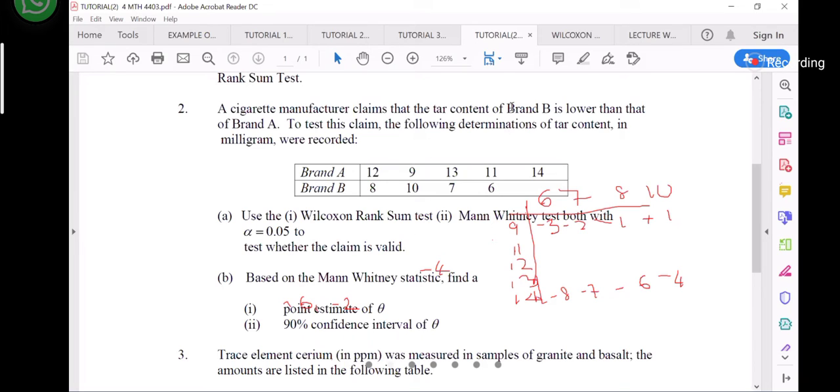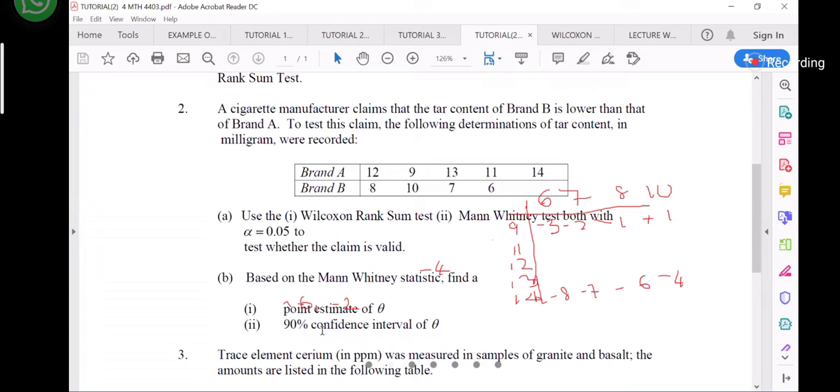The statement that brand B is lower than that of brand A is for testing the hypothesis. For testing the hypothesis, we have to look at this statement, whether it mentions which is lower or larger. If it doesn't mention, meaning I want to test for the difference between the two, so H1 should be MA not equal to MB.